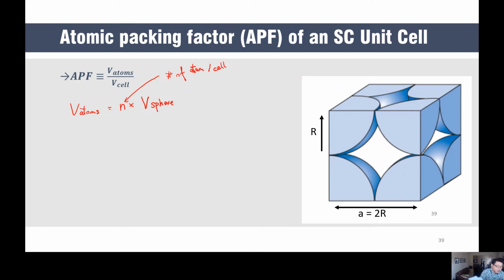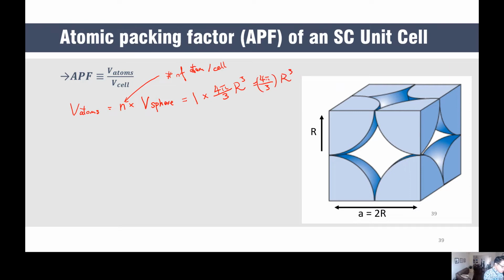I just want to calculate the total volume of the spheres inside this unit cell. All I need to know is how many spheres there are and how big they are. So in the case of simple cubic, n is equal to 1. And you probably have learned in high school that the volume of a sphere is 4 pi over 3 times r cubed. Okay? So that is just saying that this is 4 pi over 3 times r cubed.